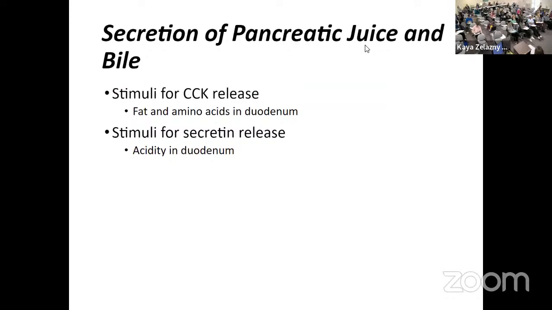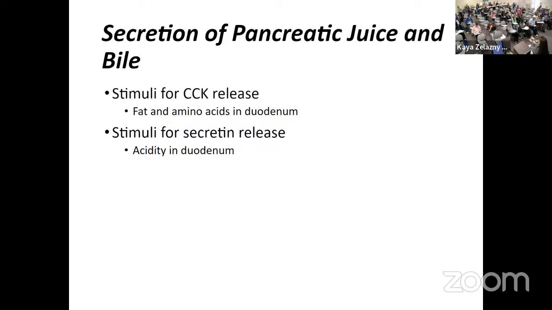So we have different stimuli for the release of each of them. And these are really just related to what the job of each of these secretions is. So CCK is telling us to make more enzymes in the pancreas. So the signal for that is that we have fat and amino acids in the duodenum that we need enzymes to break down, right? So CCK helps us release enzymes. If we sense that we have fat and amino acids, we know we want to break them down. We know we need those enzymes, right? So that's our stimulus for the release of CCK.